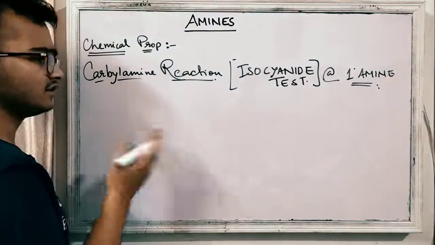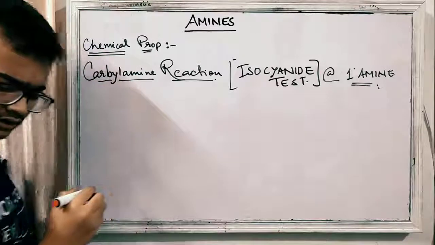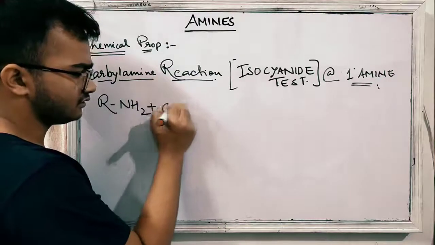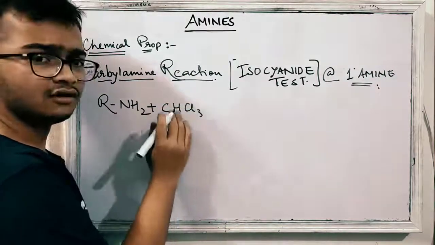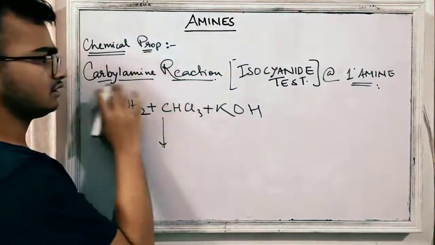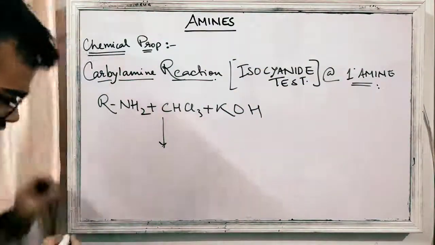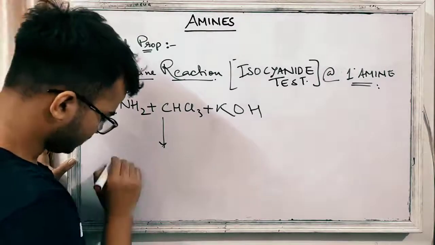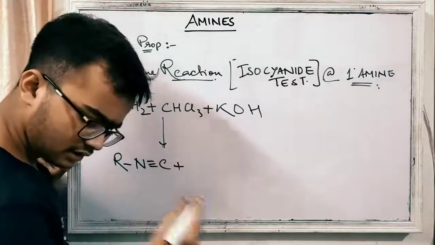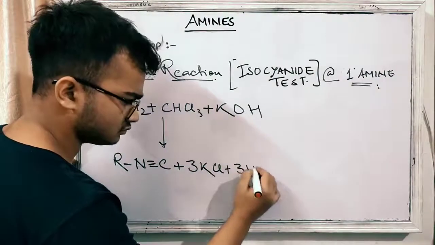So, what is happening here is we take any amine, let that be RNH2. We treat it with CHCl3. Now, what is this? This is called chloroform, and you take potassium hydroxide. As a result, in the carbylamine reaction or isocyanide test, you form an isocyanide. It looks like this: R-N triple bonded C, plus as a byproduct you are getting 3 KCl, and obviously 3 H2O.